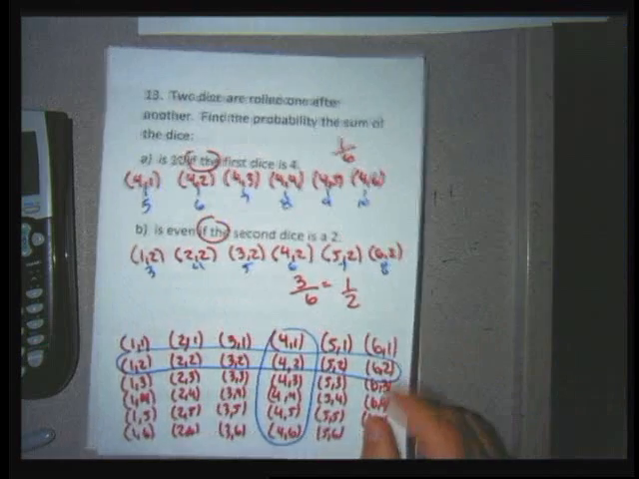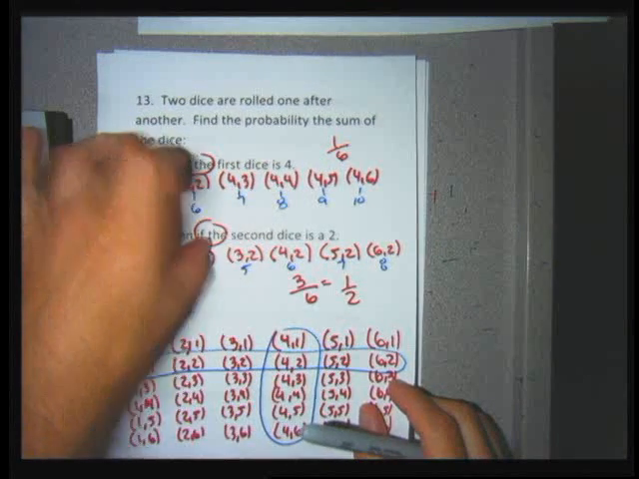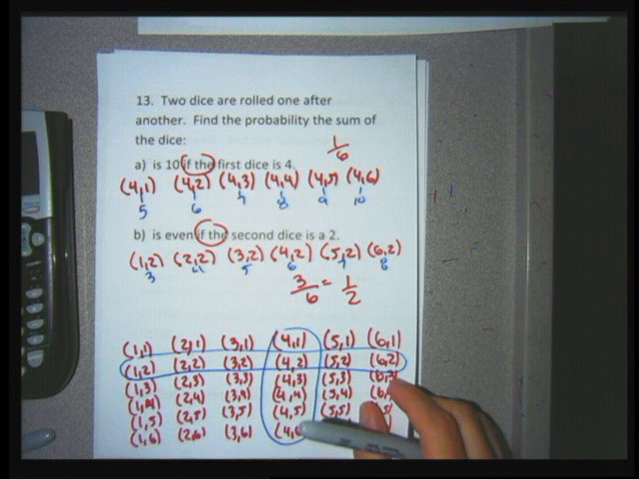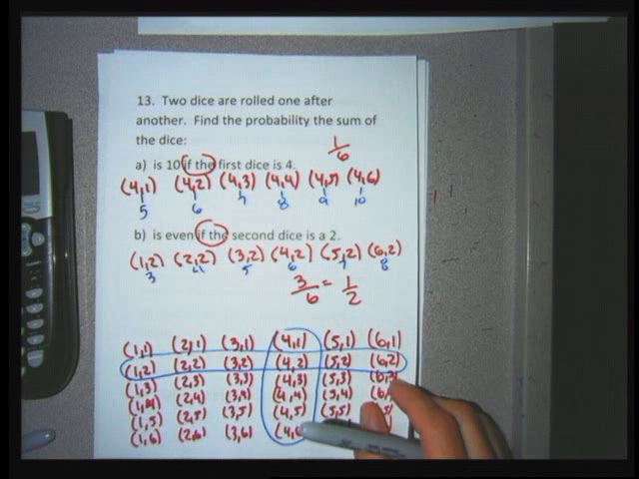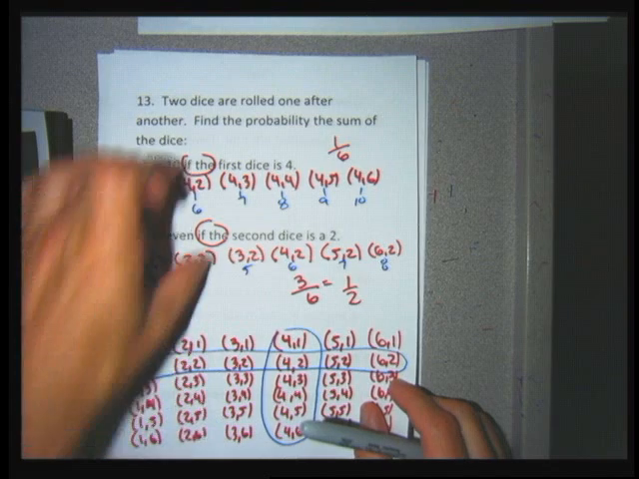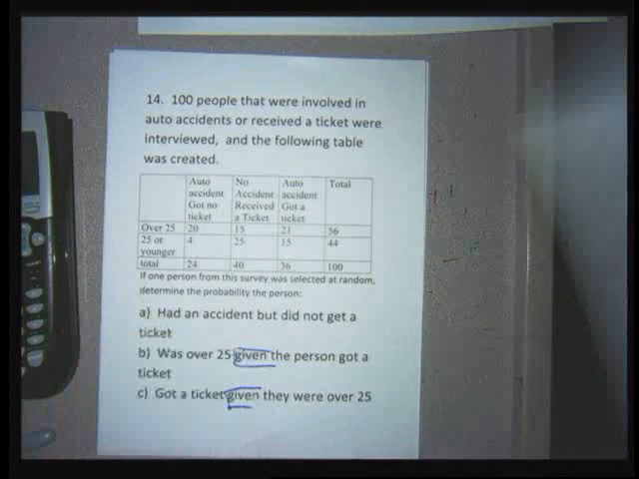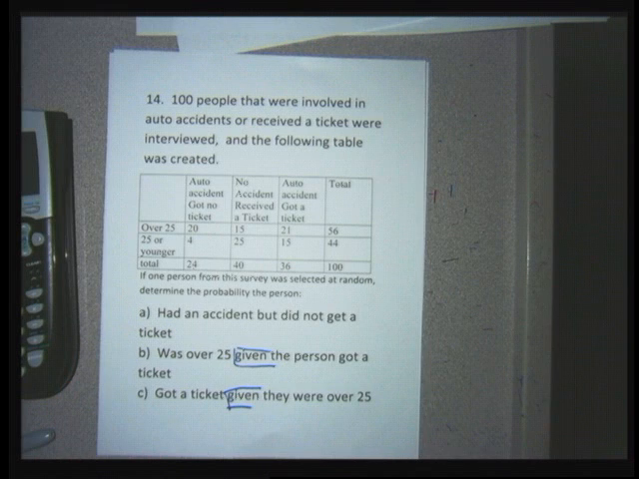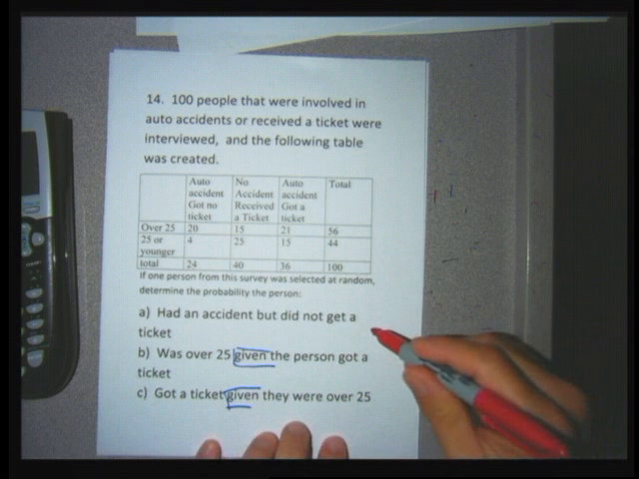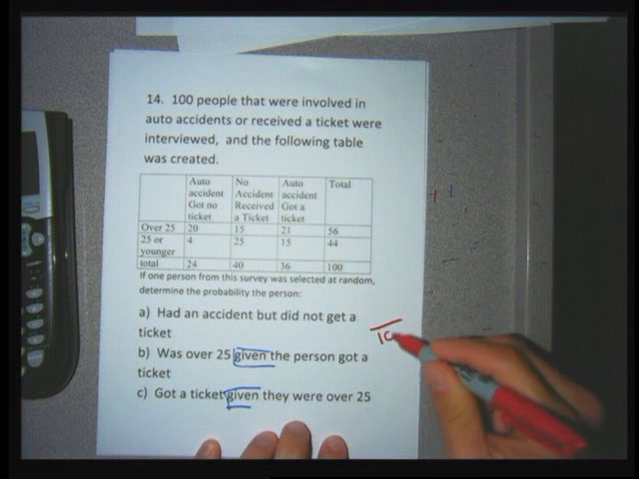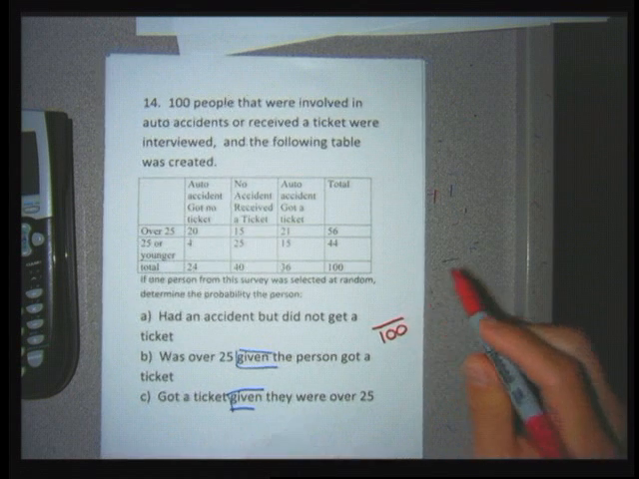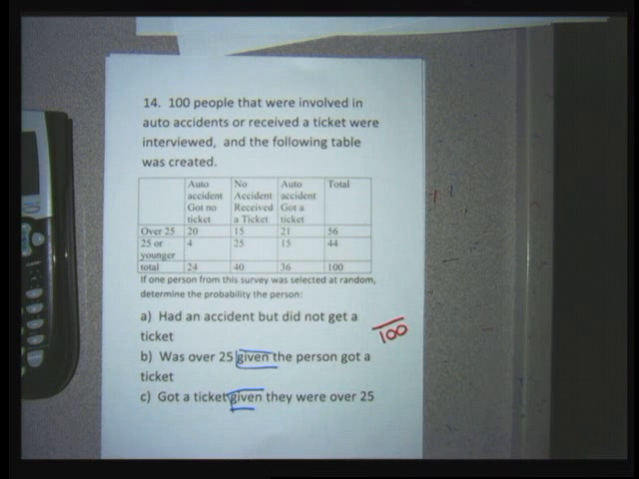Similarly, when I did the last problem, 13, the ifs in the probability question made it so my denominators weren't 36. So when probability questions are posed, if you see an if or a given, then the denominator is going to be less than the total size of the sample space. In 14, 100 people were surveyed, and that 100 is going to be the denominator of any probability question that doesn't have an if or a given in the question. For part A, there's not a given, so the denominator is going to be all 100 people.